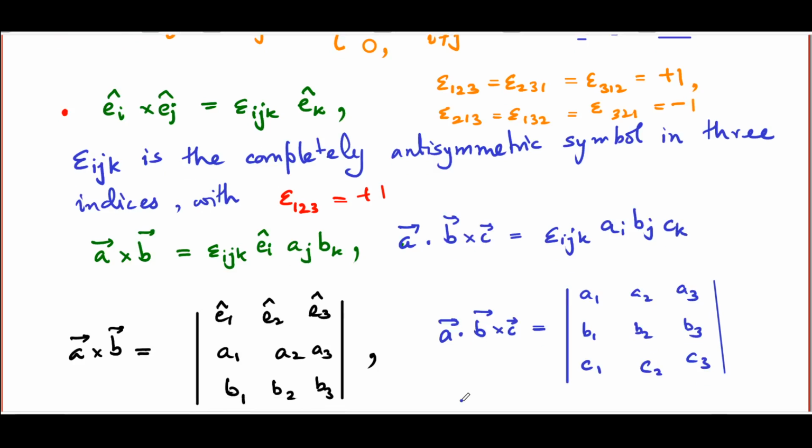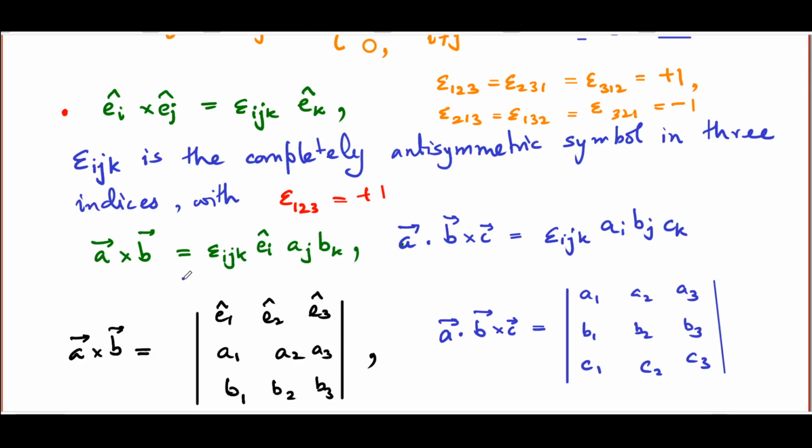And we had explained in the last lecture that epsilon ijk ai bj ck, if you were to expand that out, you will end up with a determinant in which a1, a2, a3, the components of the vector A, form the first row, the components of the vector B form the second row, and the components of the vector C form the third row.